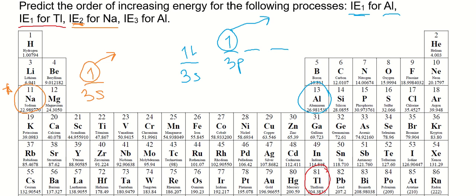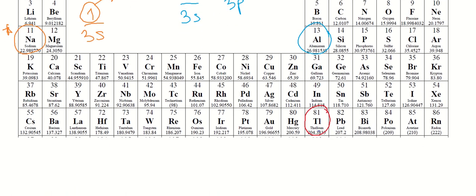Let me go a different shade of blue for this aluminum again. The third electron. After the first two leave, how much energy to remove that third and final one? That's not going to be too bad either, because it's still a valence electron. The easiest one is going to be thallium, so that is going to require the least amount of energy.